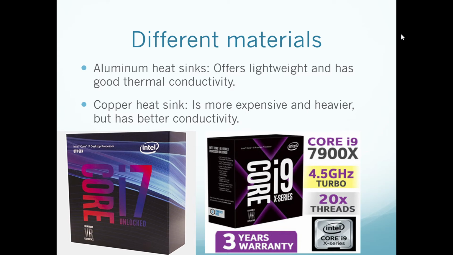As we go along the PowerPoint, we will find that we have different materials for heatsinks, especially the two main ones: aluminum heatsinks and copper heatsinks. The difference between both is that aluminum offers lightweight and good thermal conductivity, and a copper heatsink is more expensive and heavy, but offers better conductivity. For example, Coffee Lake sockets, especially the i7-8700K, basically offer high temperatures, and we're working to cover a solution where we can actually lower those temperatures.